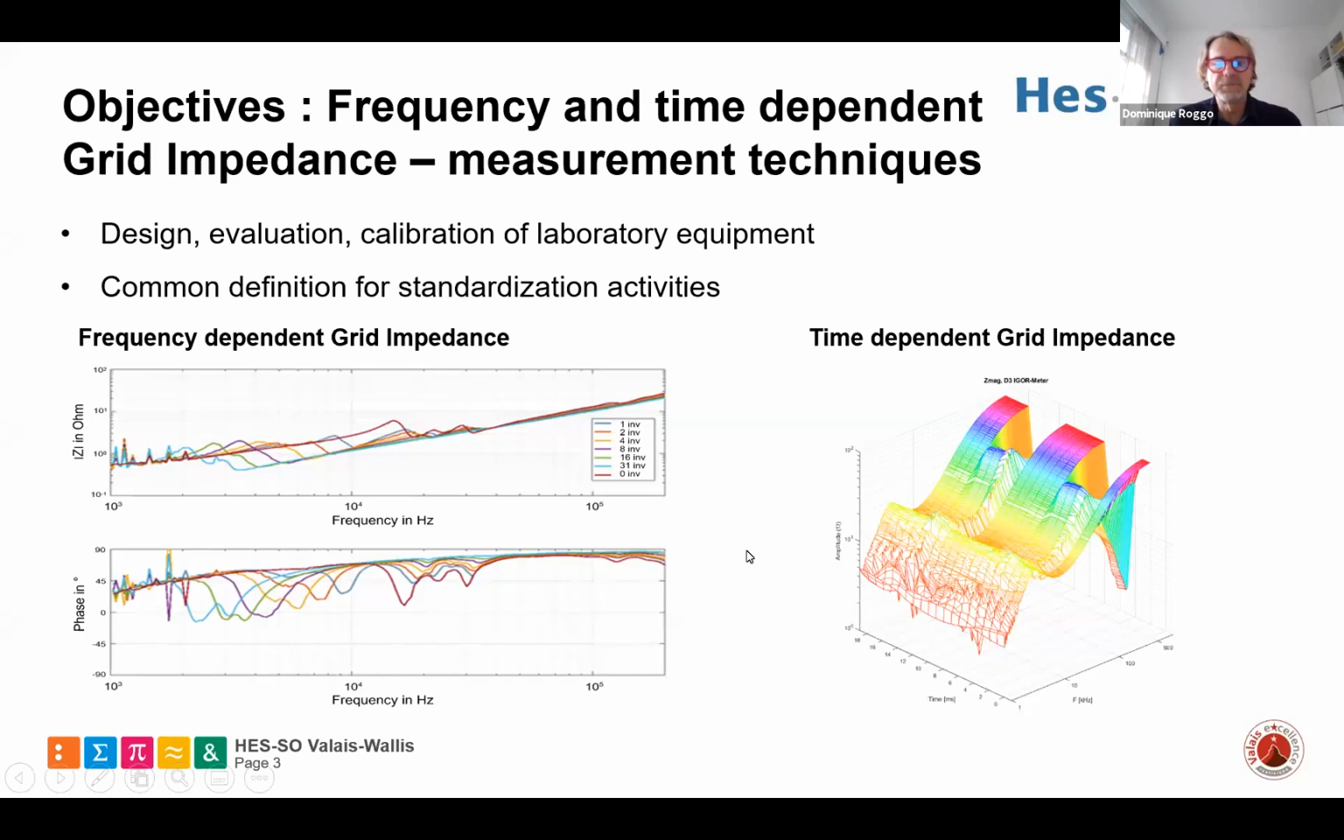We aim at defining a bit better what is frequency dependent and frequency and time dependent grid impedance. And there is no real consensus about that. There is no definition. We just use our own methods in different institutions, in different publications. So we try to shed a bit of light on that.